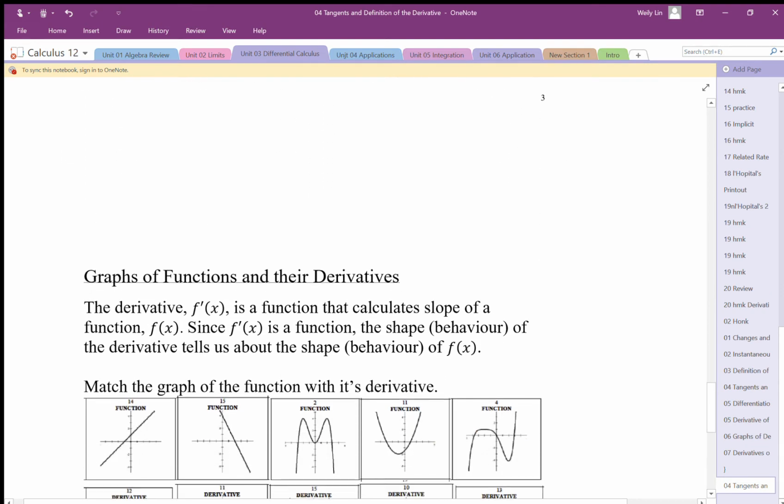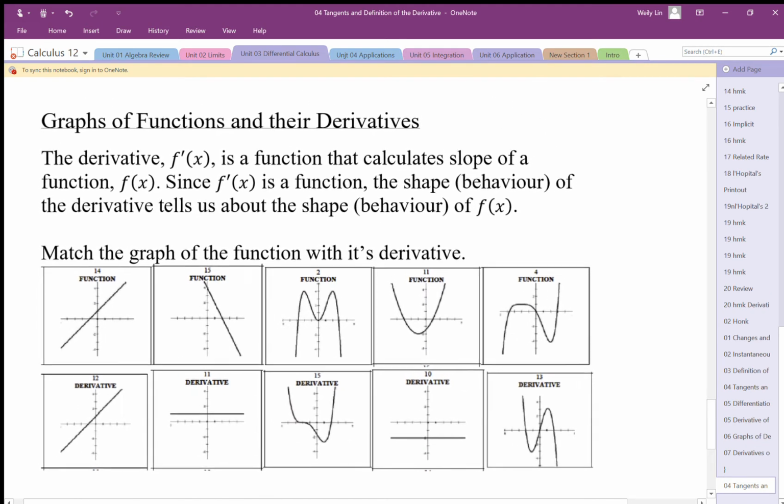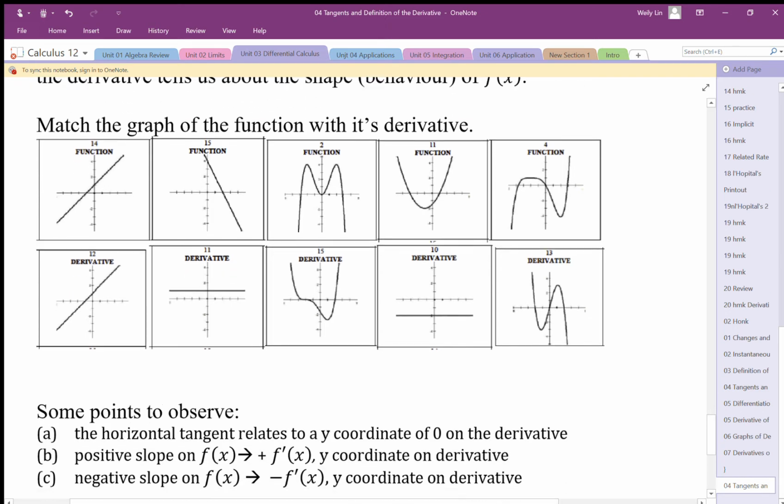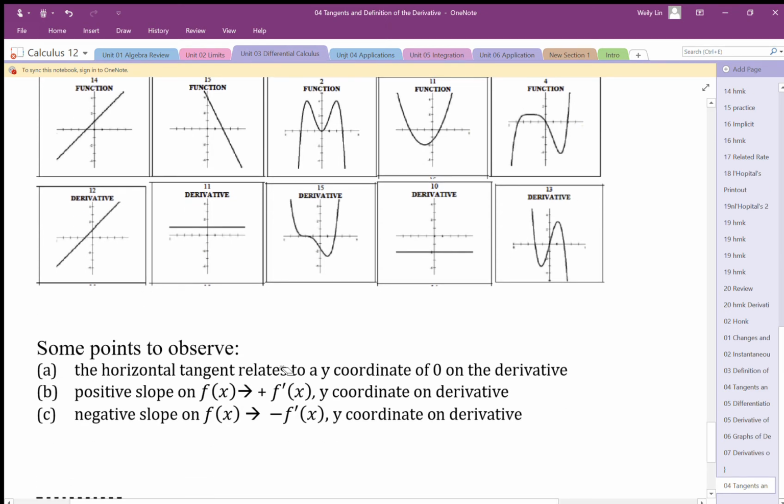So this is what the next part is about here. If we take a look at the function and its derivative, we want to match these functions with this derivative. So what exactly are we looking for? What are the pieces? What are the behaviors that we're looking for? What are the cues? The cues that we're going to look for are basically these ones here. We're going to start with these three anyways.